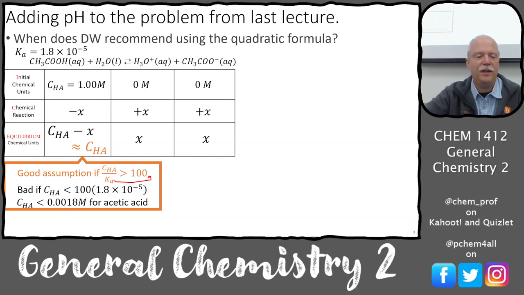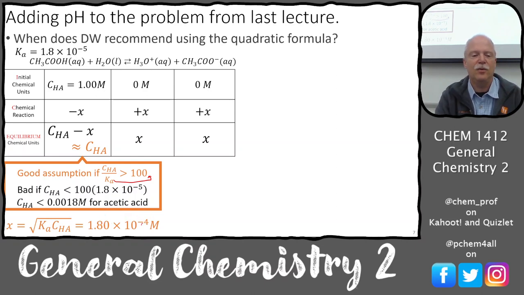If we calculate it with the assumption, it's just down here, right? X is equal to Ka times CHA. And so this would be my concentration of the hydronium ion. So 1.8 times 10 to the minus 4 would be my concentration for X, basically, for the hydronium ion. So that's using the assumption.